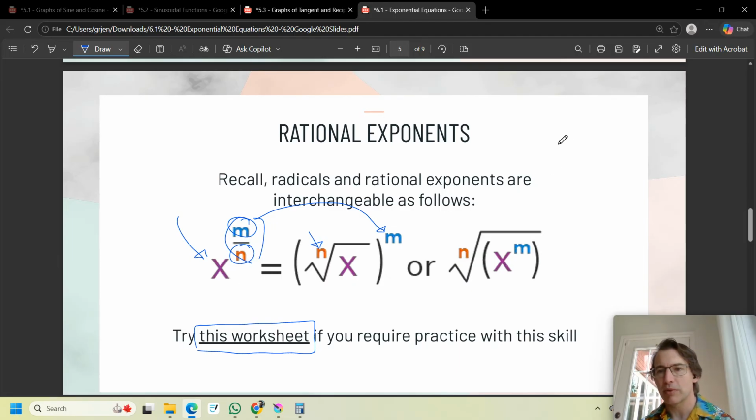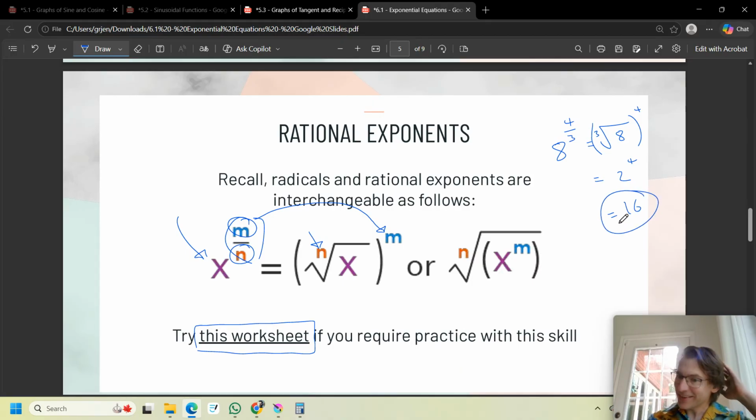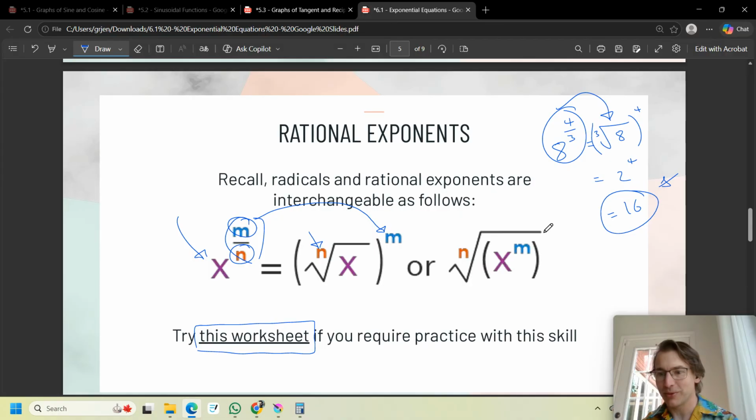So let's say we had something like 8 to the 4/3. We could say that's the same thing as the third root of 8, all raised to the power 4. And that's something we can evaluate because the third root of 8 is 2. 2 times 2 times 2 is 8. And then we raise that to the power 4, and that is 16. That's how these work. So you want to be able to go from this form to that form and evaluate without a calculator. Don't be surprised if you're using your calculator to evaluate.